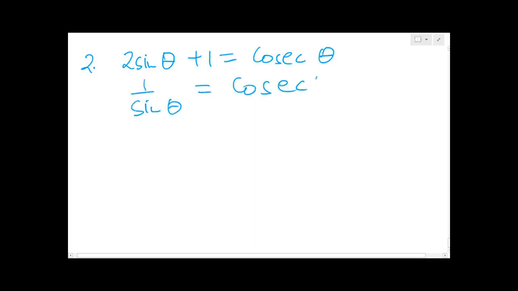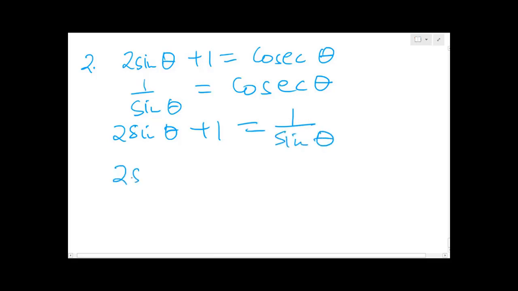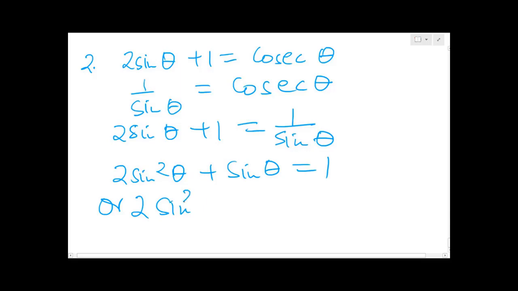Second example under the category, we have 2 sine theta plus 1 is equal to cosec theta. Recall that 1 over sine theta is equal to cosecant theta. Thus, 2 sine theta plus 1 is equal to 1 over sine theta, which can as well be written as 2 sine squared theta plus sine theta is equal to 1, or 2 sine squared theta plus sine theta minus 1 is equal to 0.